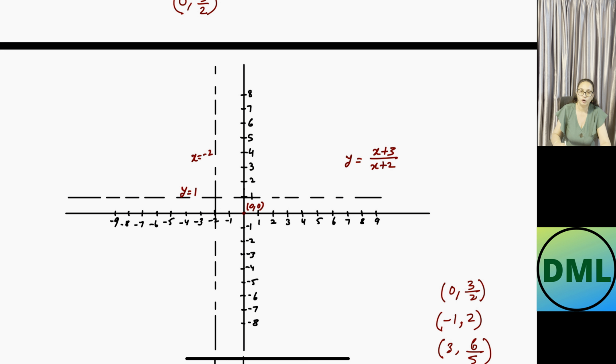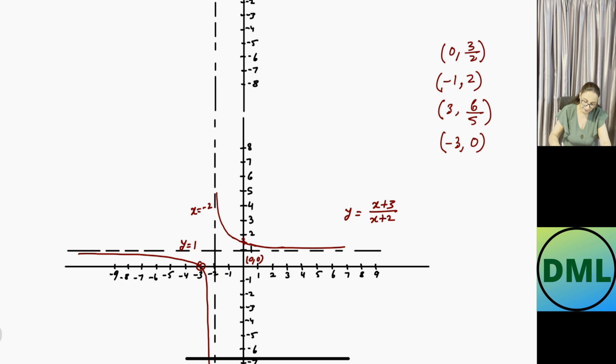Now I will plot all my points here. My points are (0, 3/2). So 3 by 2 is 1.5. So it will be (0, 1.5), which is here. Minus 1, 2. Minus 1 is here and 2 is here. (3, 6/5). What is 6 by 5? 6 by 5 is 1 and 1 by 5. So it will be written as (3, 1 1/5), which is approximately here.